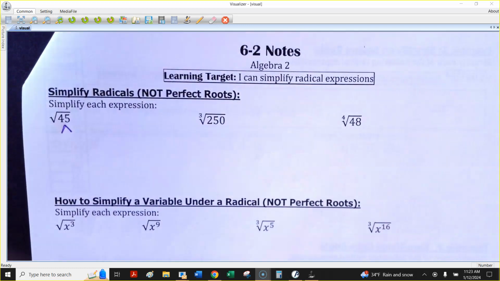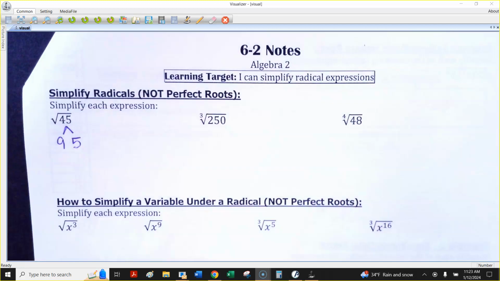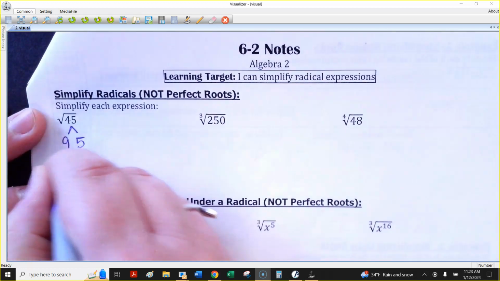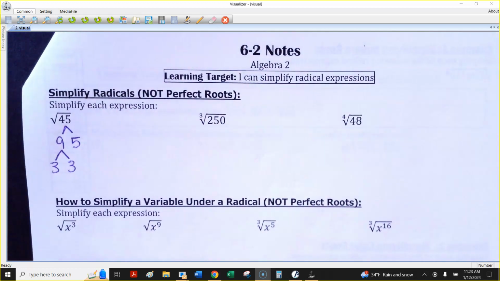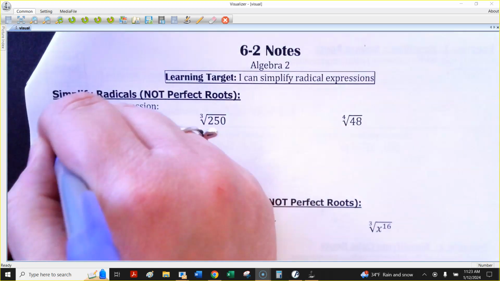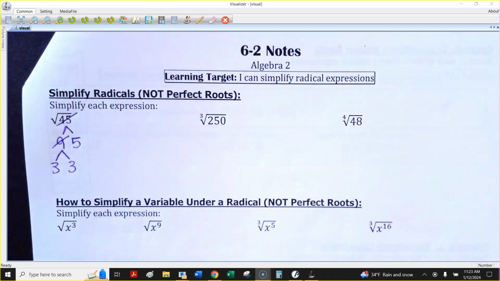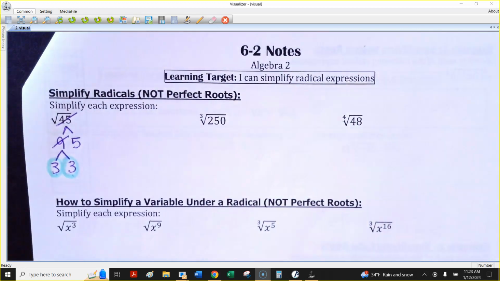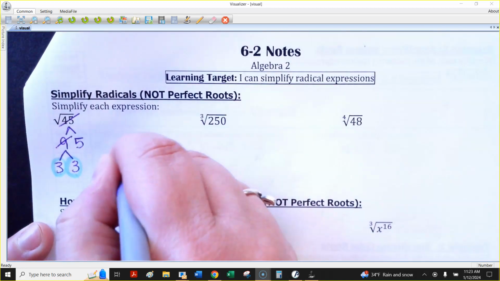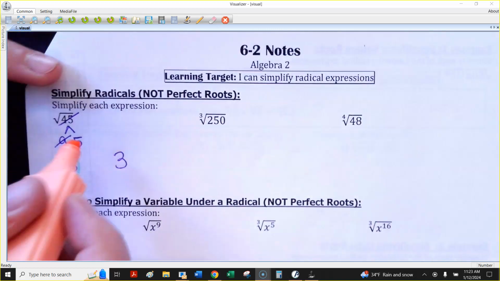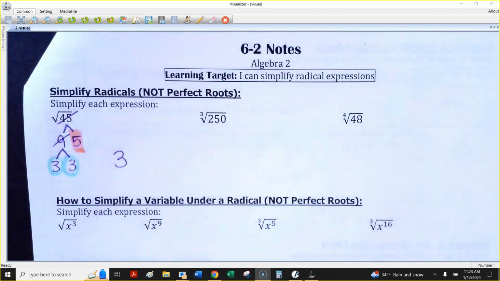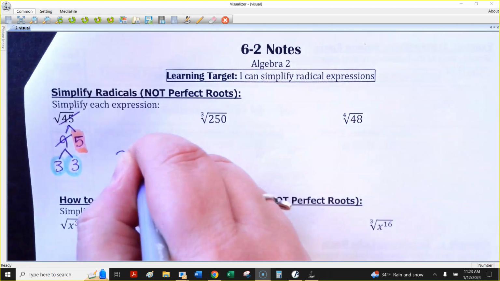9 and 5. Okay. Now, tell me two numbers that multiply to get you 9. Now, 5, you could break down into 5 and 1, I guess, but that's not going to be helpful to you. So you broke down the 45, you broke down the 9. If you're working with the square root, to take anything out of the square root, you're looking for a pair. So I have a pair of 3s, so that comes outside. And anybody that does not have a partner under a square root, the 5, he's alone, so he has to stay under the square root.